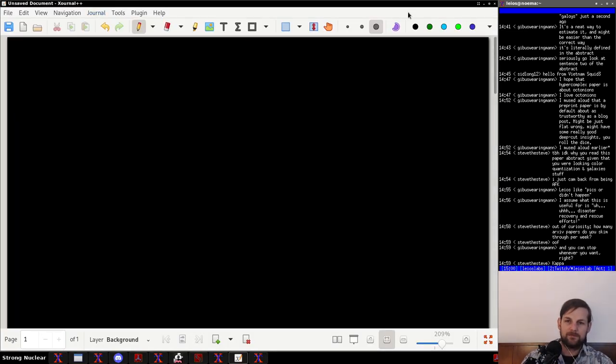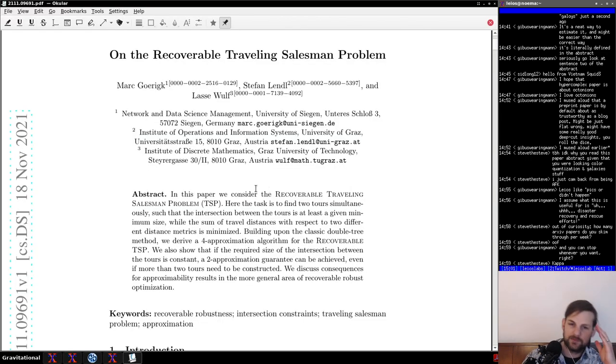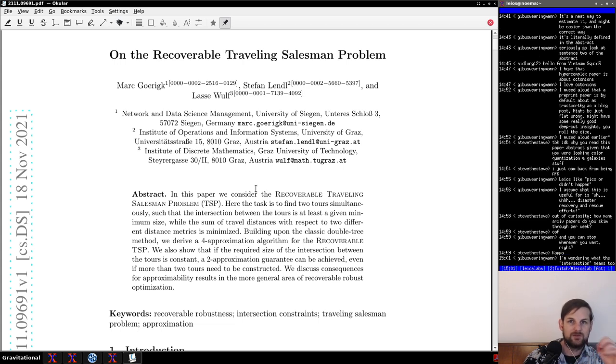Journal, new page before. So for those of you who may not know, I'm sure a lot of people do, in the traveling salesman problem, you have a group of points here, and you have a guy who needs to visit all of these points, but also minimize the distance he travels. So the recoverable traveling salesman problem says you have 2 guys, and the intersection, and I don't know what's defined as the intersection, but the intersection between their 2 paths is at least a given minimum size. So I think the 2 of them together traverse the entire graph, and then you minimize their total distance. But why is that recoverable?